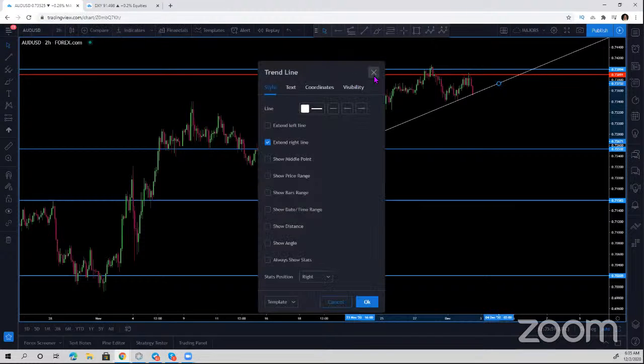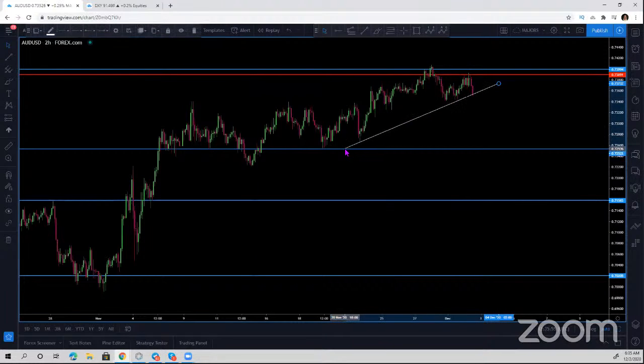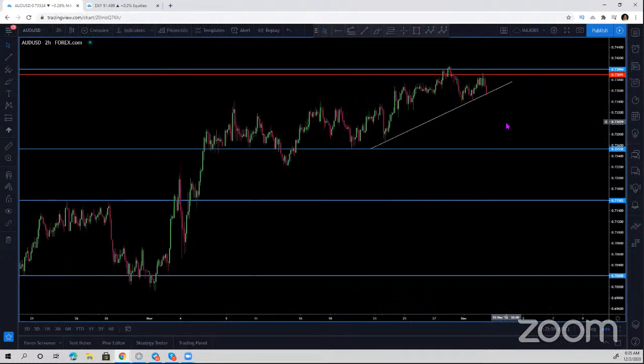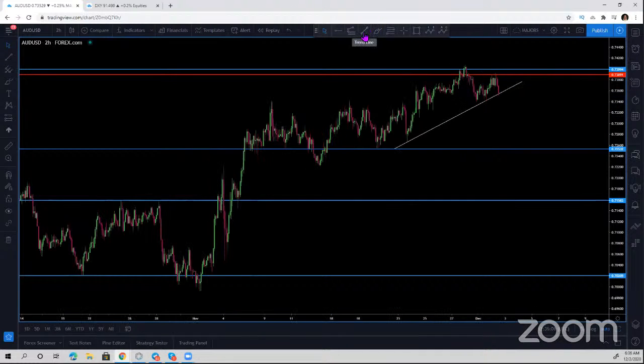So let's see if we can actually trade or put on a pending order to sell the Aussie against the US dollar, which will in fact be a bullish play on the USD, right?